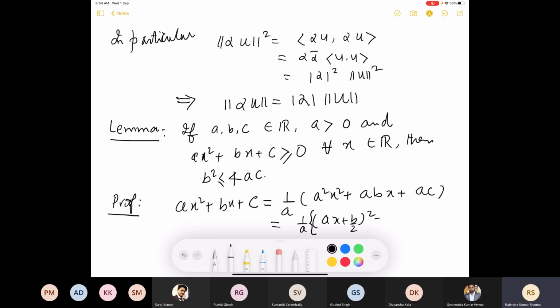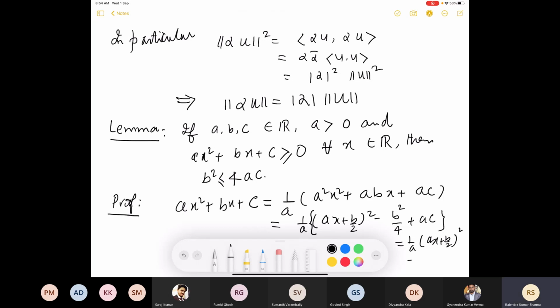So a square x square plus twice of ax times b by 2, so this will be abx. So these terms will be absorbed here. It will also give you b square by 4, but which is not here. So we have to subtract this b square by 4 plus ac. And this is 1 by a, ax plus b by 2 square.